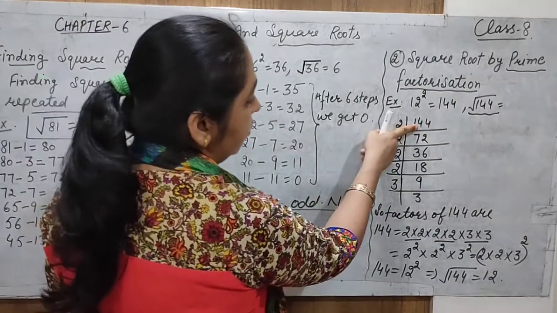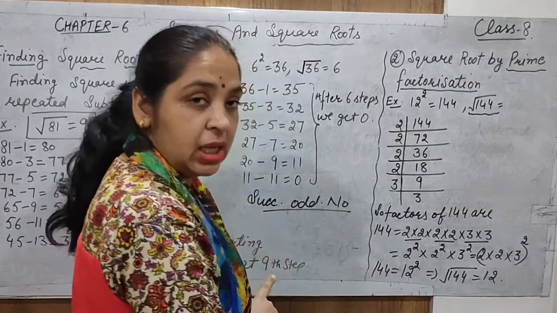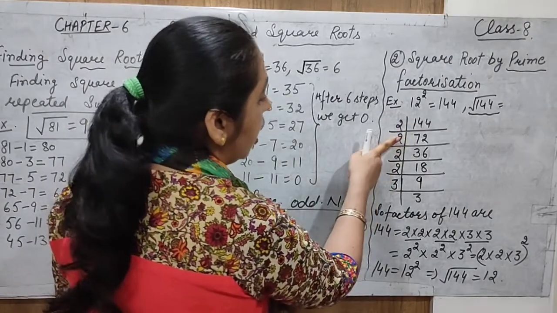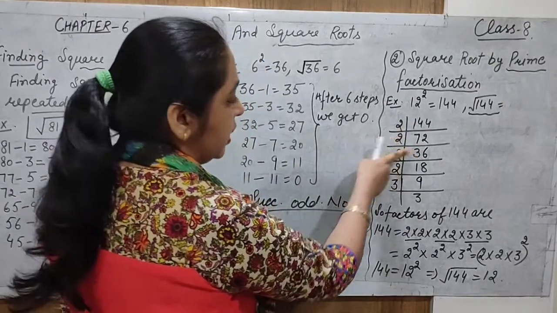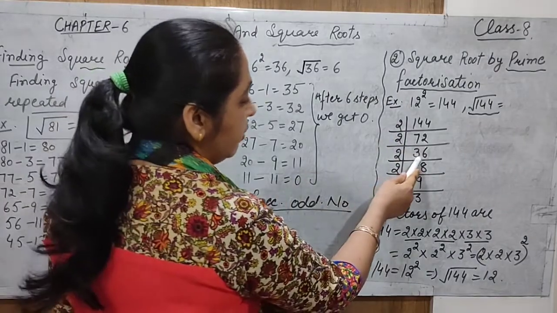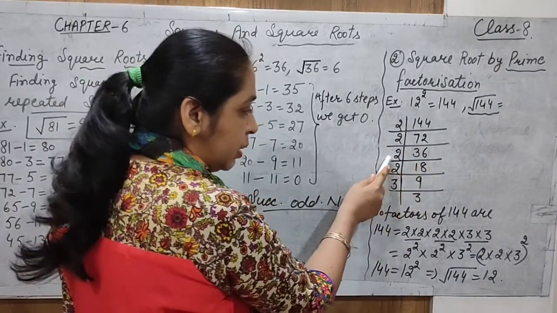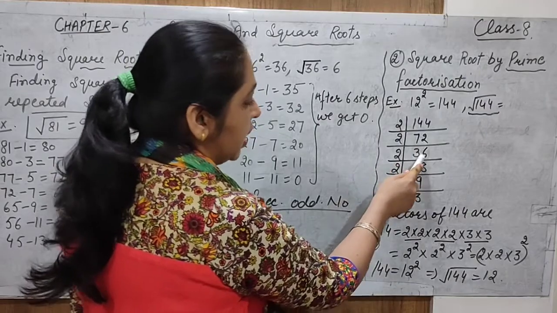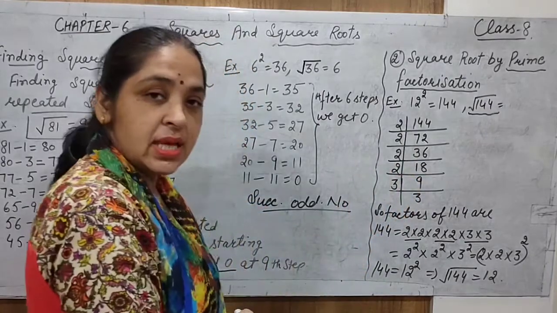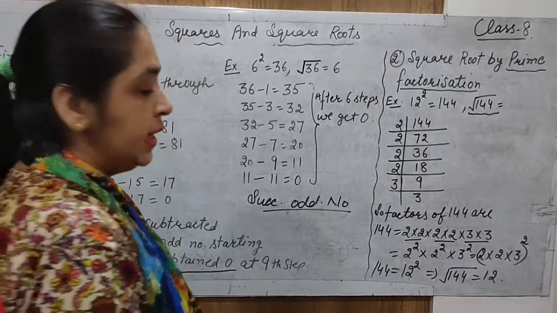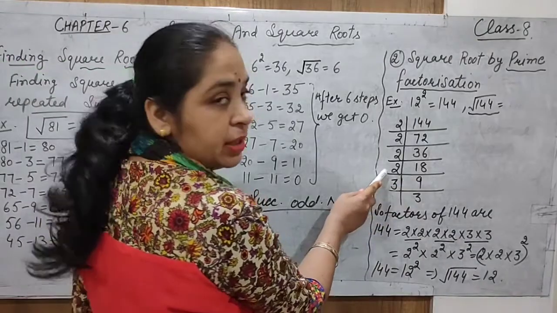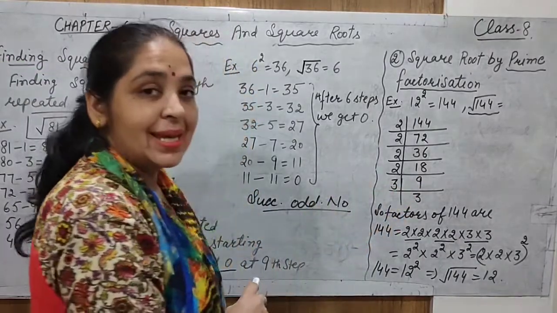When 144 is divided by 2, we get 72. When 72 is again divided by 2, we get 36. Again an even number, so it is also divided by 2. When 36 is divided by 2, we get 18. When 18 is also divided by 2, we get 9.